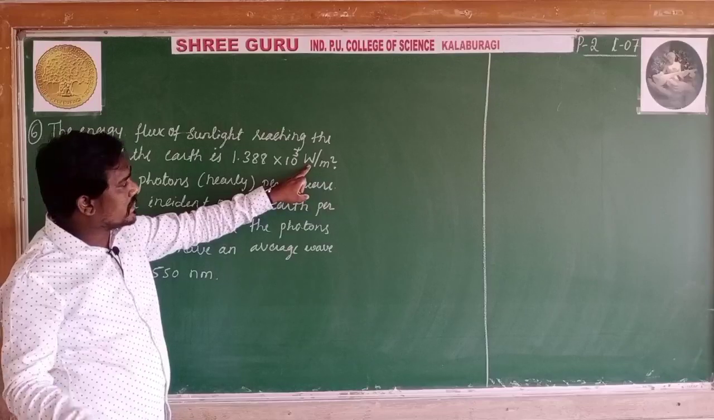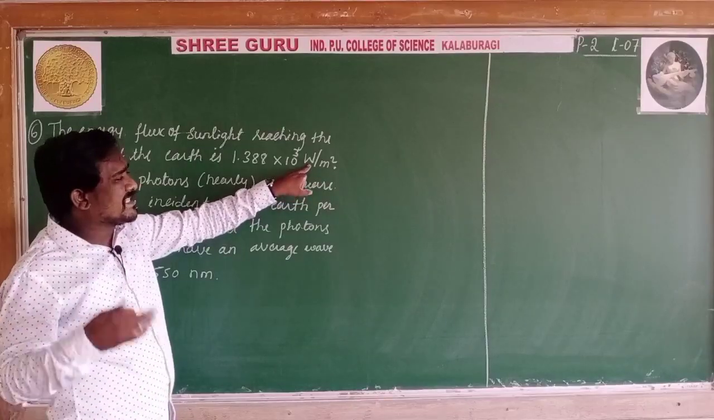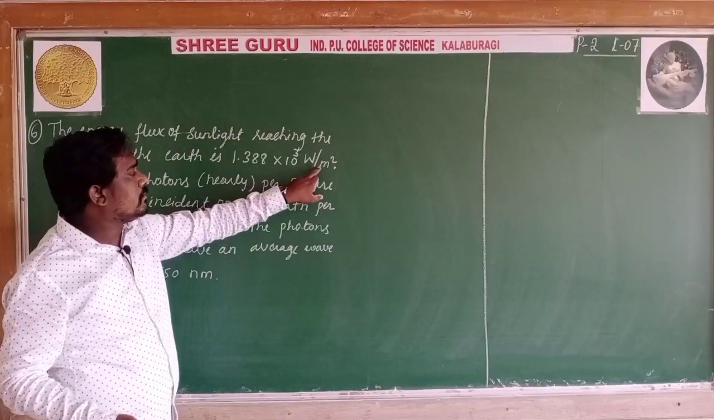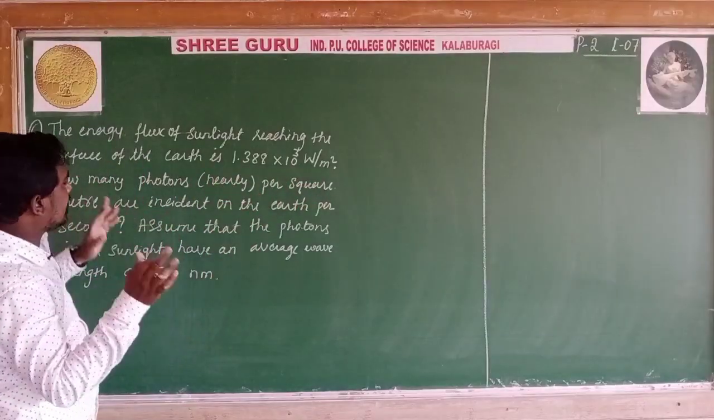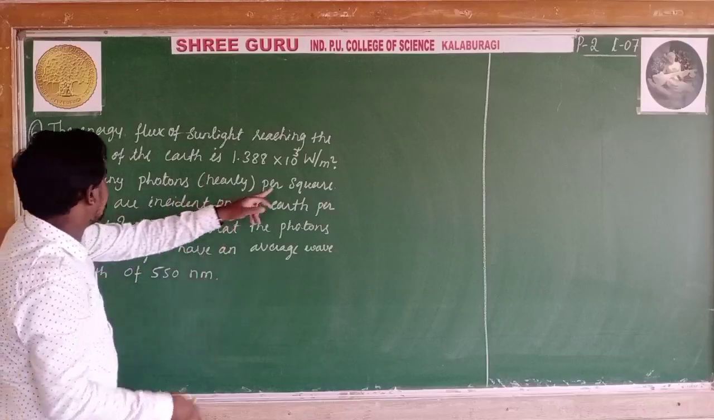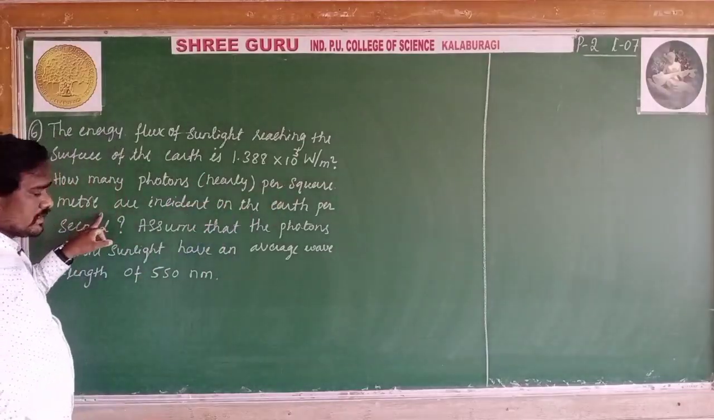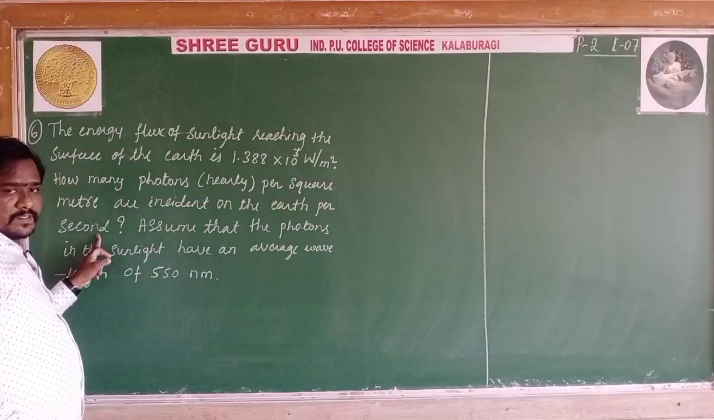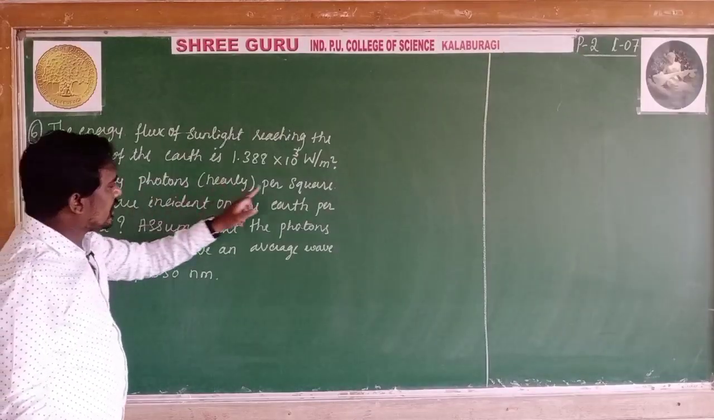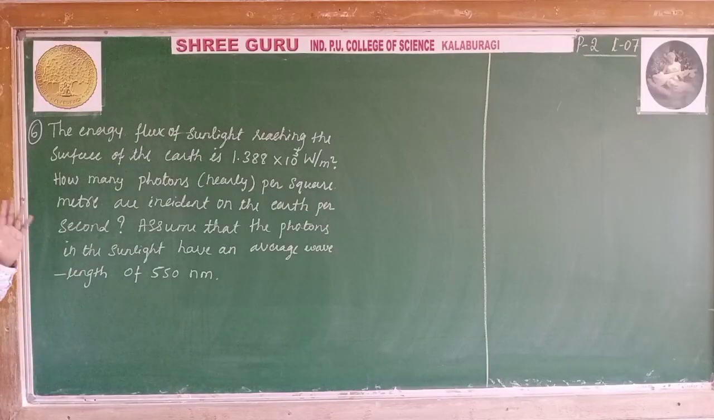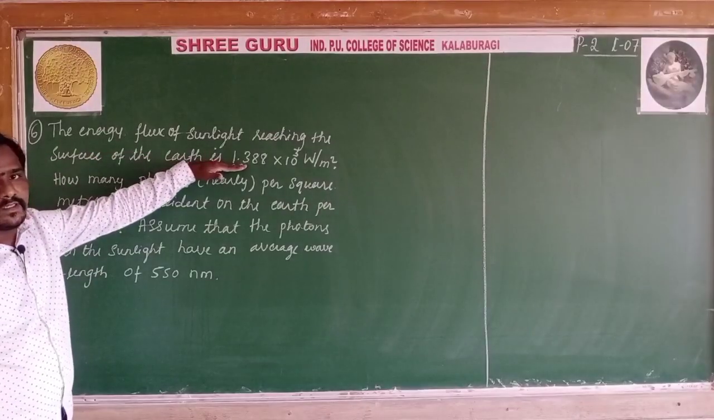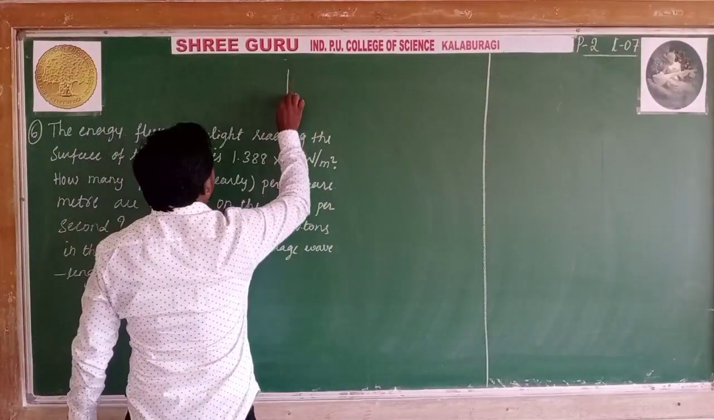Watt is our energy, that much of photons emitted per meter square. Why? Because this is the square meter. They asked in terms of square meter, per square meter per second. We should find the per square meter per second emission of photons liberated by this much of watt. Let us consider this is a square.